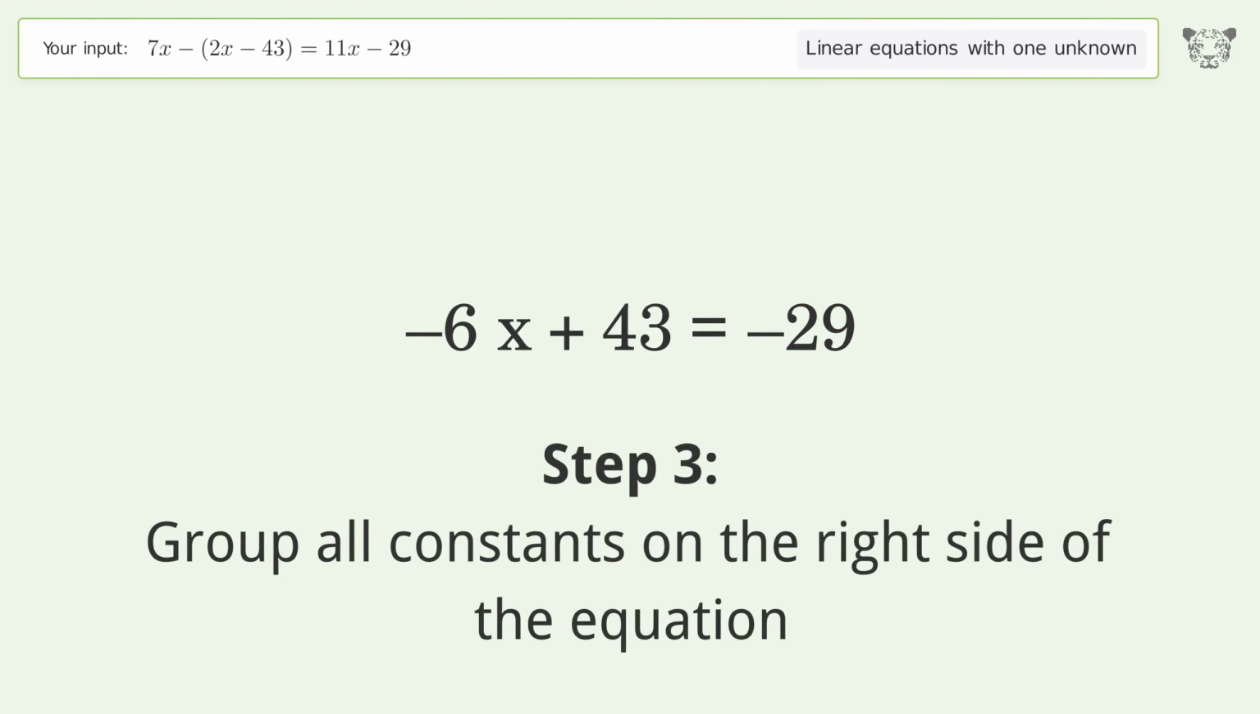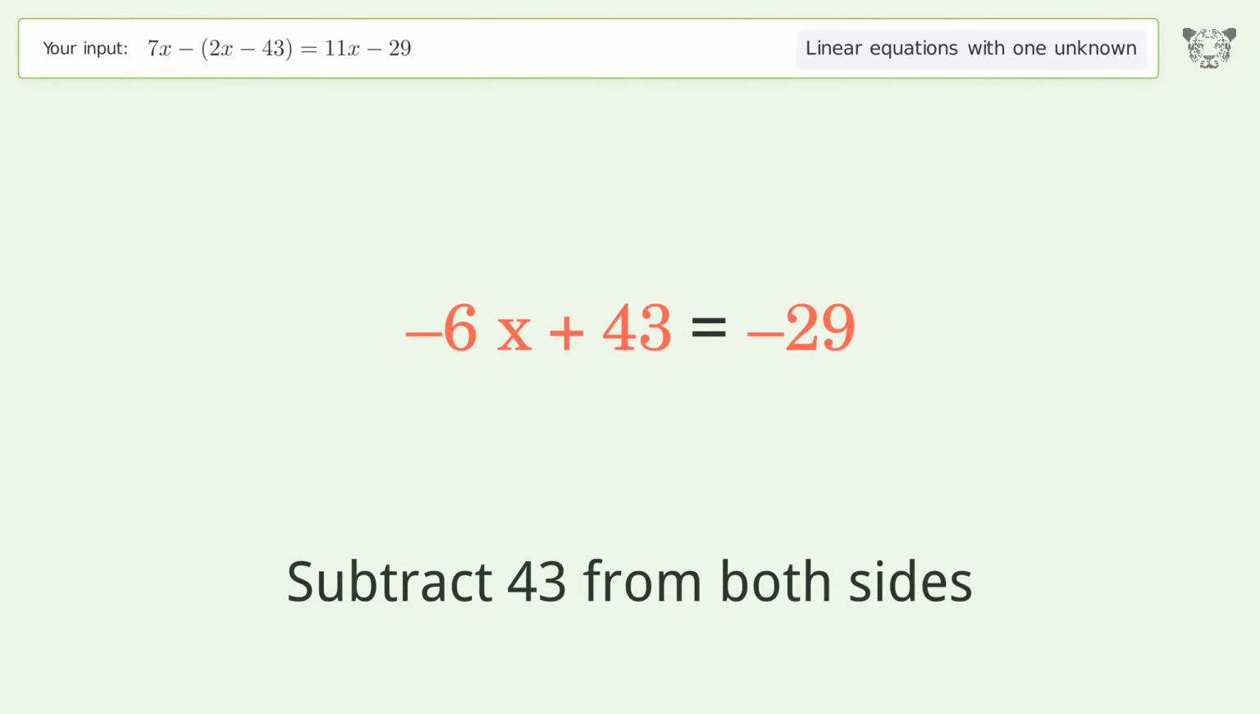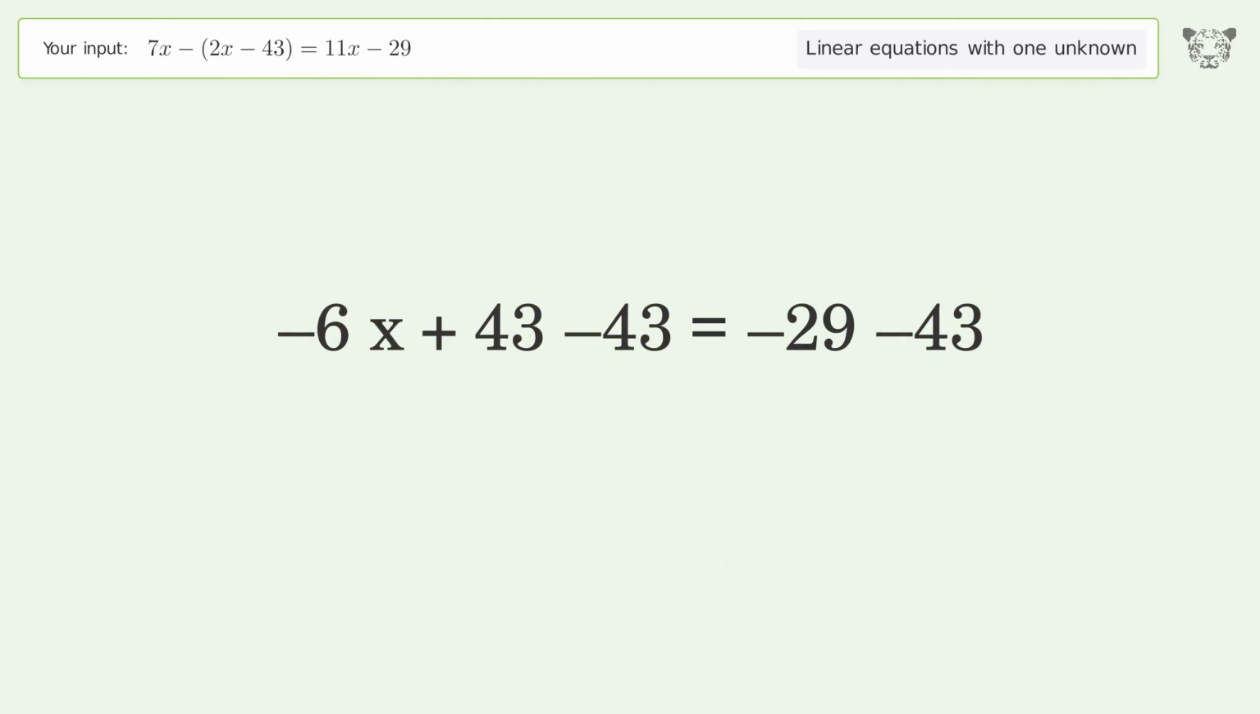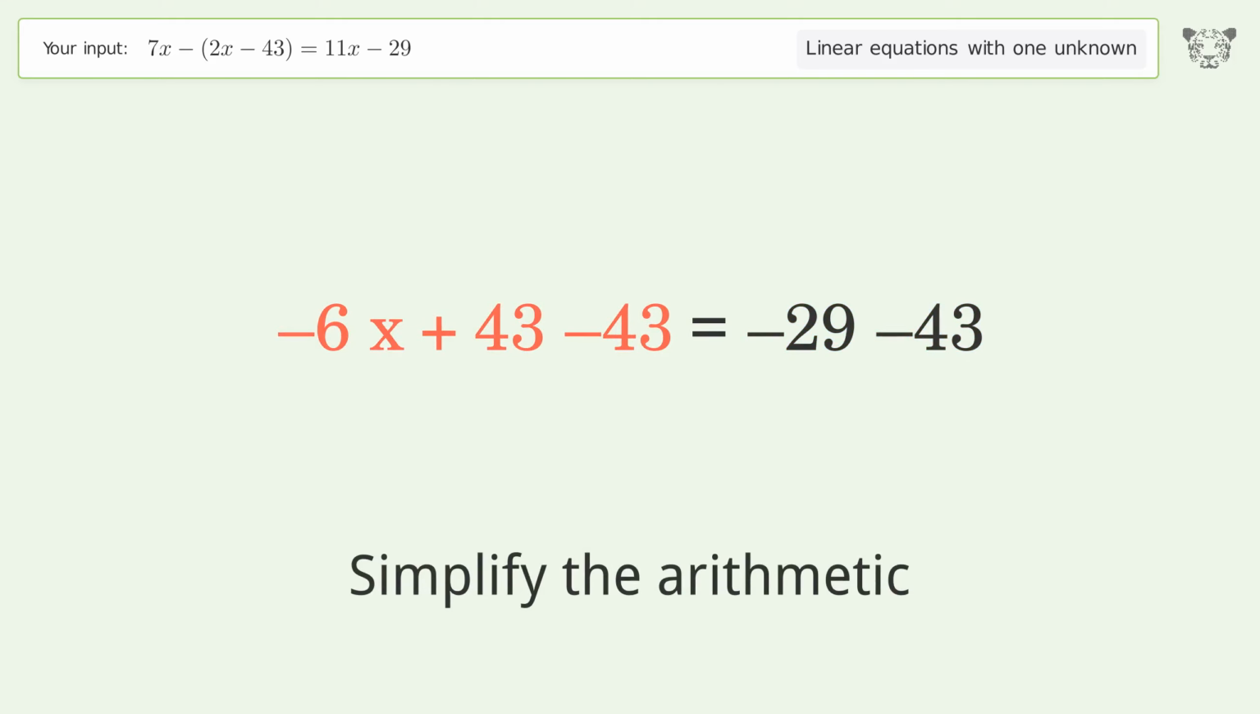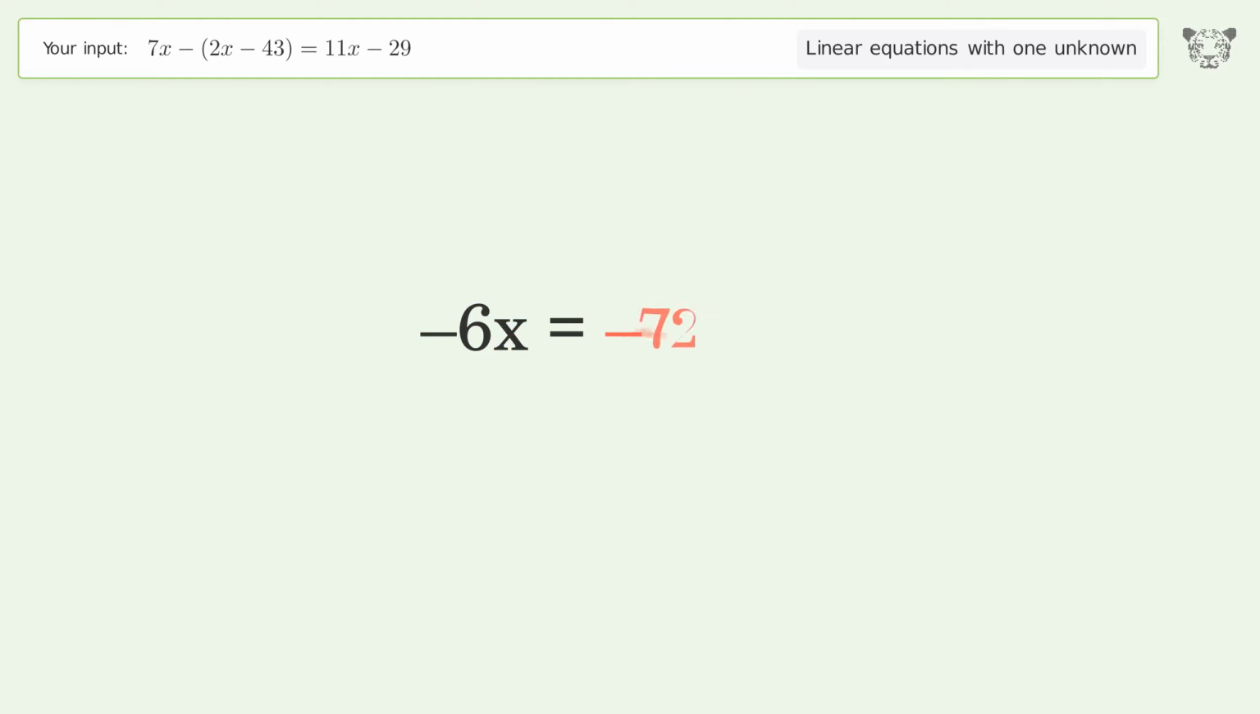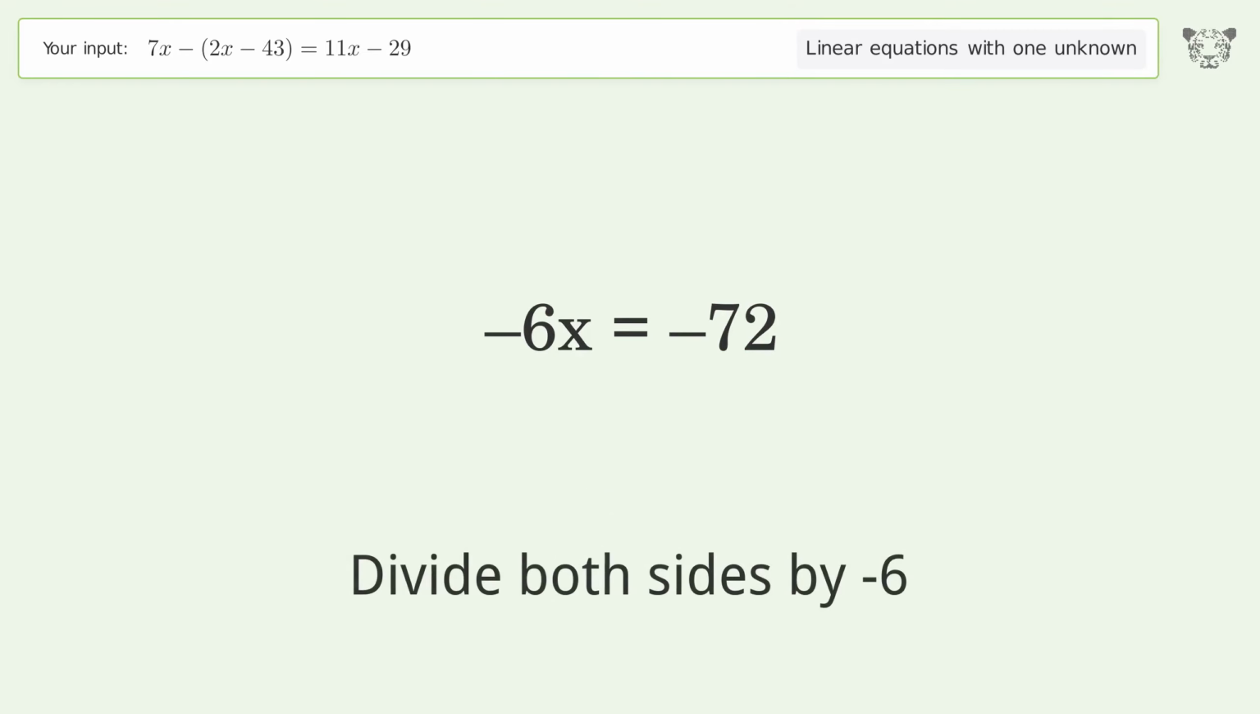Group all constants on the right side of the equation. Subtract 43 from both sides. Simplify the arithmetic. Isolate the x. Divide both sides by -6.